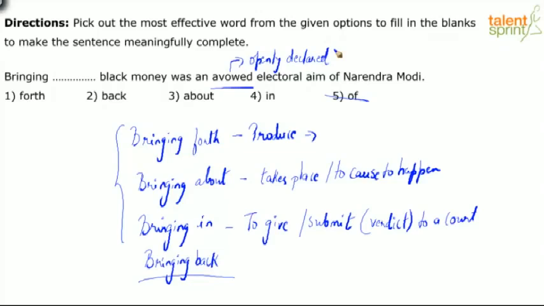So you know the meaning of that word also, in case that is hindering your understanding. The answer is: bringing back black money was an avowed electoral aim of Narendra Modi. Right? Most of you got it right. But like I said, if you're still confused, if you're looking at the options and saying, hey, why not bringing forth or why not bringing about or why not bringing in? It's not the right meaning in this context.